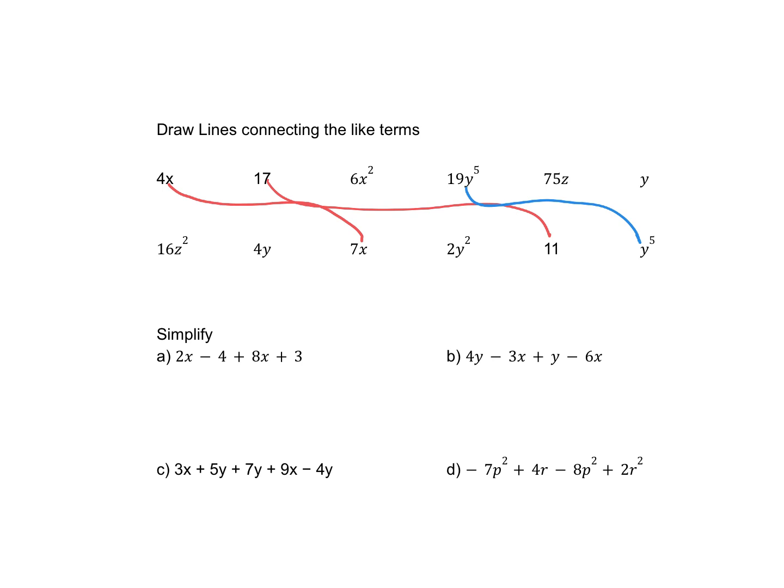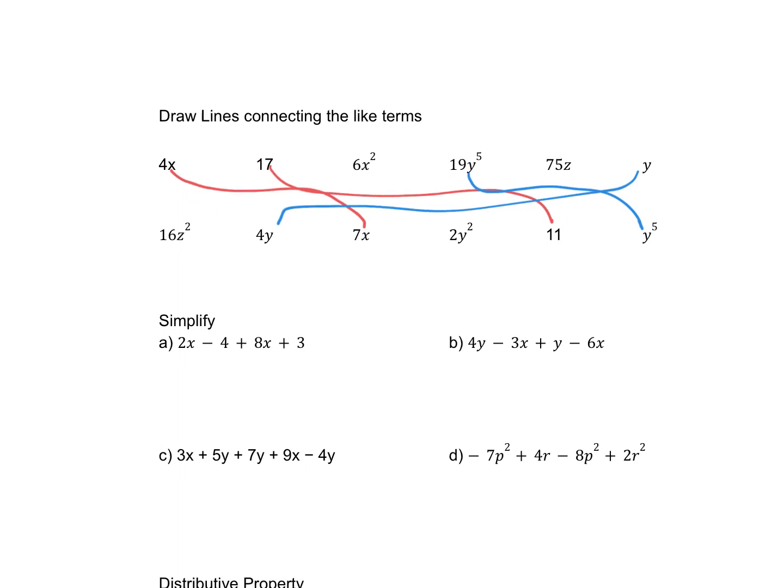75z and 16z squared, that's the only one, but I can't do 16z squared because it's z squared and not just a regular z. So that's out. I guess it doesn't have a like term. And then y, looks like I have one with y, the 4y, not 2y squared, because again, they're not like terms.